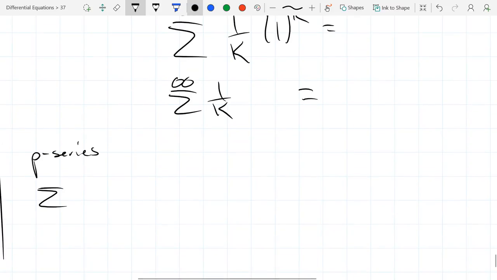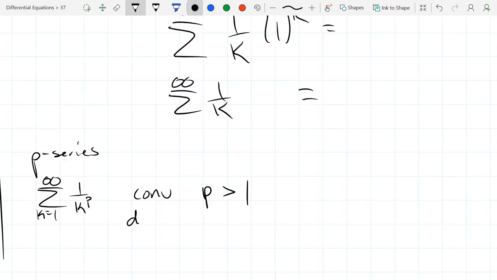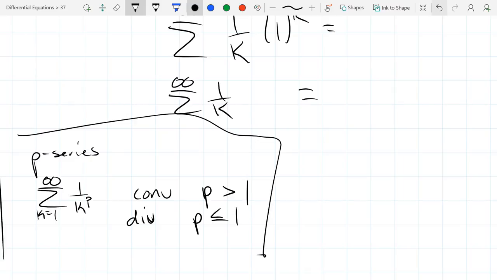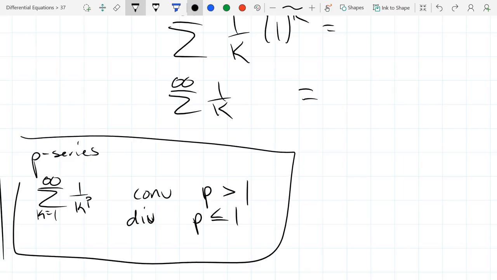So a p series was the summation of 1 over k to the p power. And usually these started at 1. This converged when p was greater than 1 and diverged when p was less than or equal to 1. This is a very useful fact to remember from Calc 2. This is a good series to compare to.